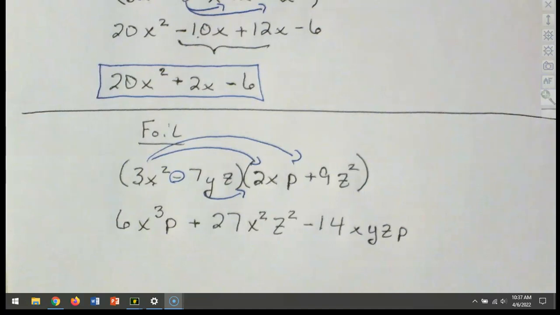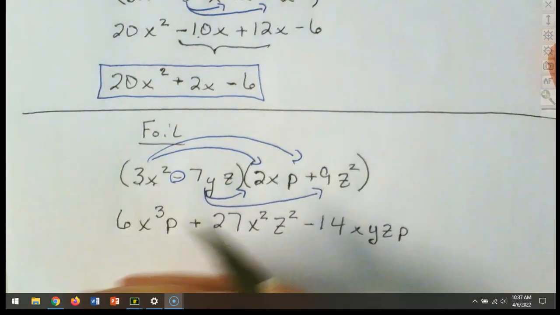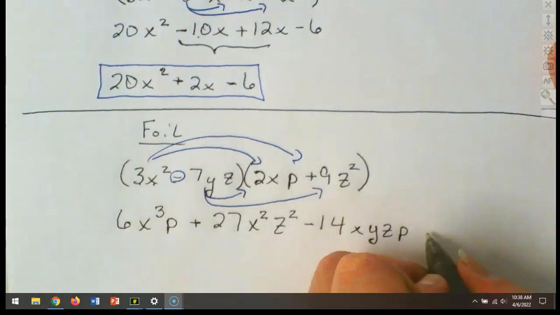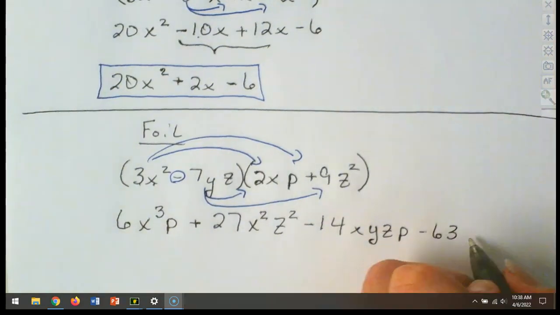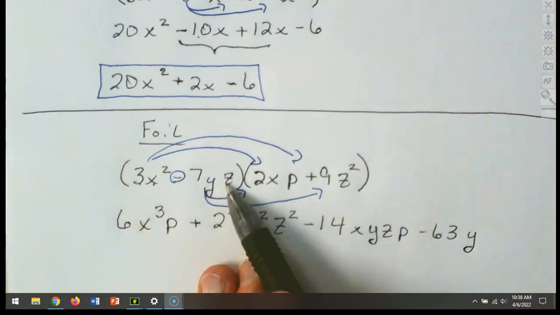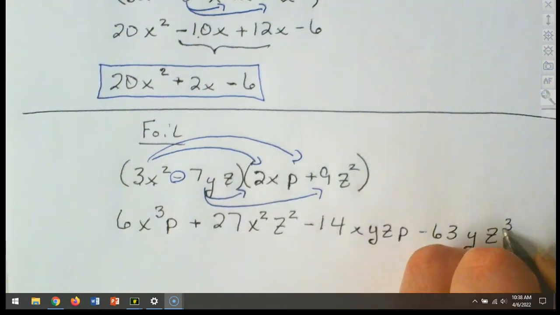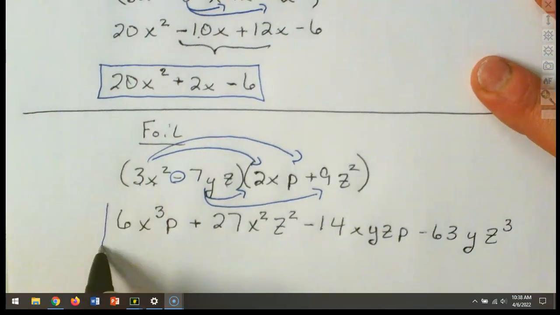And then finally, we've got last times last. So the last times the last, we've got a minus 7 times 9. Minus 7 times 9, that's a minus 63. And that's going to be y and z's. How many do we have? We have 1 plus 2 more makes it z cubed. Nothing goes together because everything is different, right? All the powers are different. So that's as far as you can go.